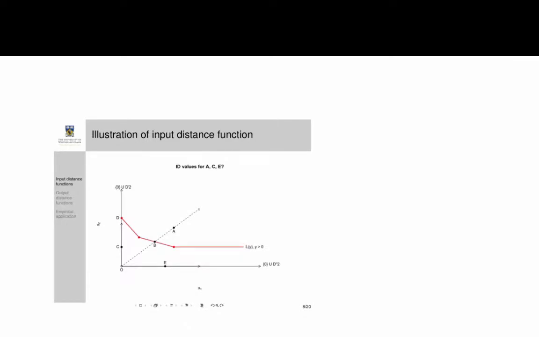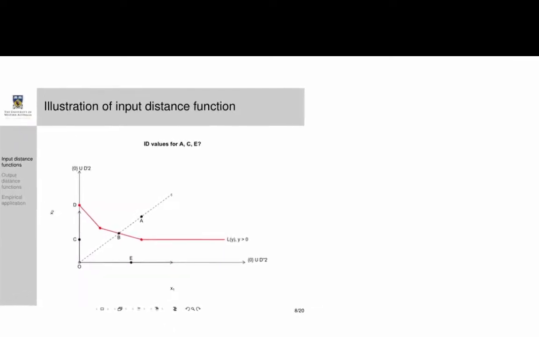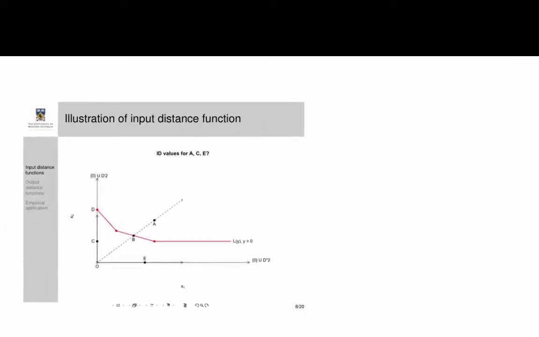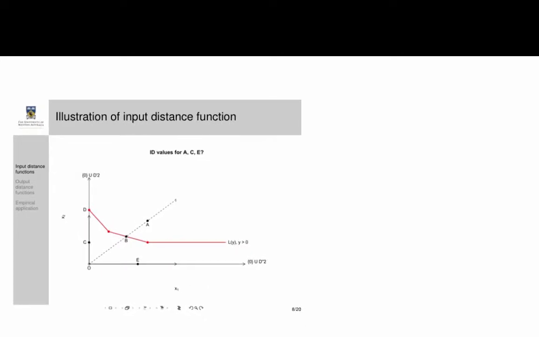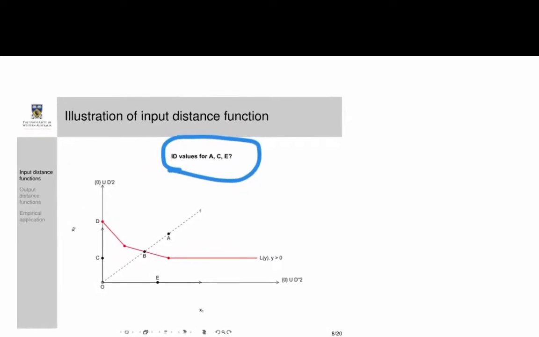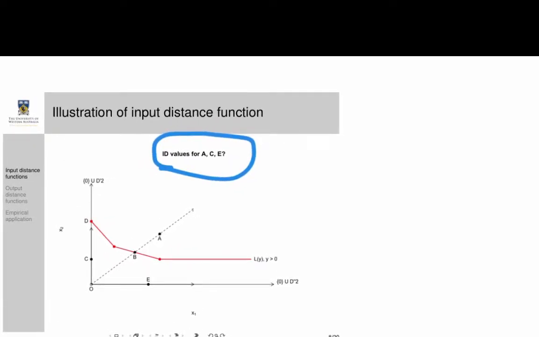So let's get closer to how Shepard defines the input distance function by covering a few more cases. What's the input distance function value for points such as A, C, and E? A is similar to what we have been doing, so we know what that is. At point A, the input distance function is going to be OA over OB. So that's easy.